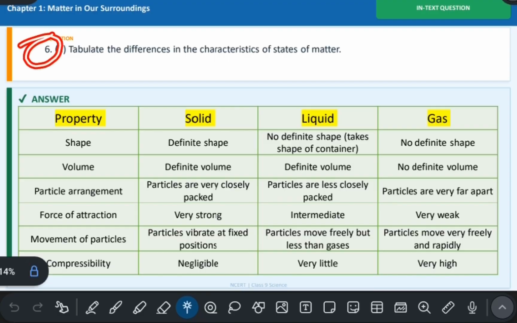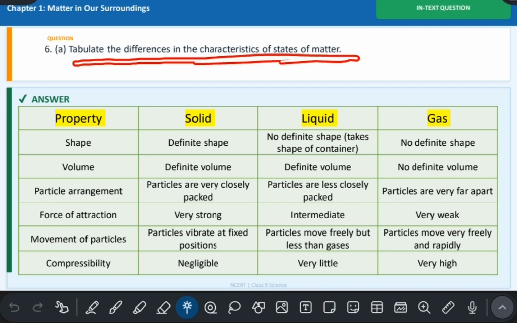Now question number 6, part A. Tabulate the differences in characteristics of state of matter. First one is shape. Solid has definite shape. Liquid has no definite shape, but it takes the shape of the container. Gas also has no definite shape.